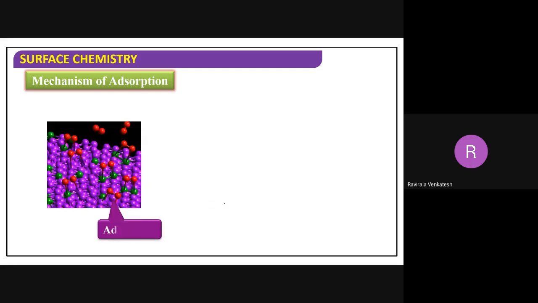Now I have taken, see, this is the surface. Some of the molecules are adsorbed over here. Above, they're free. Here in the downward direction, they're attracted by the molecules underneath. But what about the top molecules? Here we don't have any attractive forces at the top.